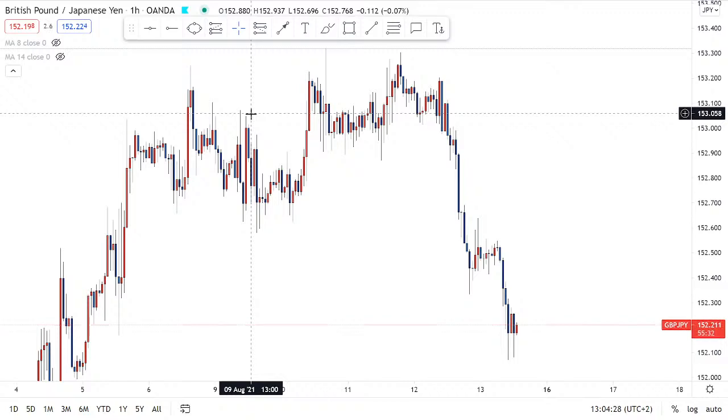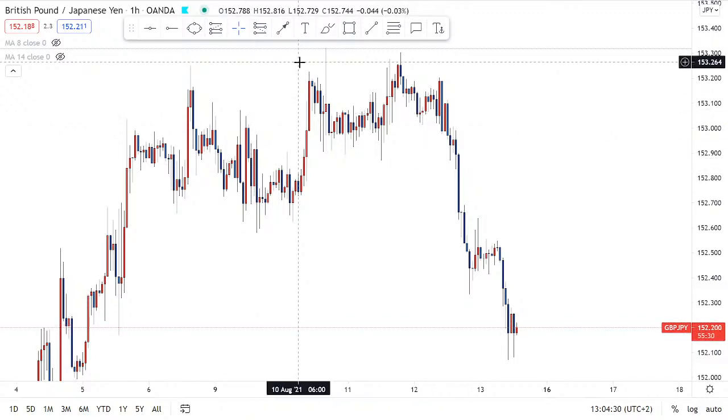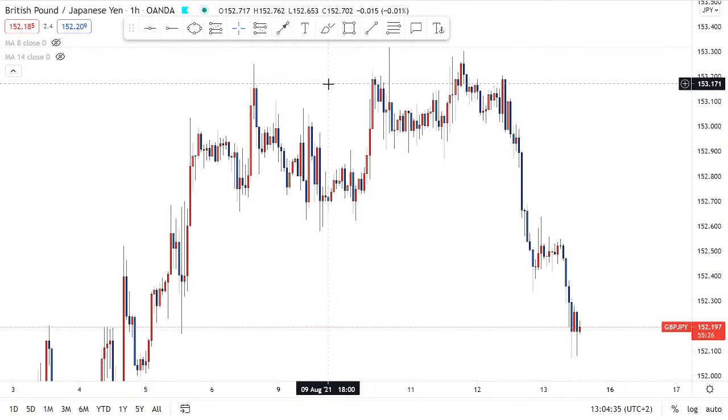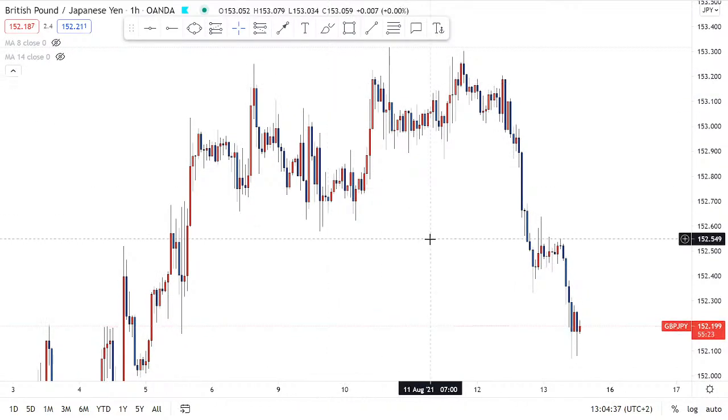GBP JPY. This is actually one of my favorite pairs to trade because I've studied this pair. I know how it moves. I know when not to enter. I know where not to enter.